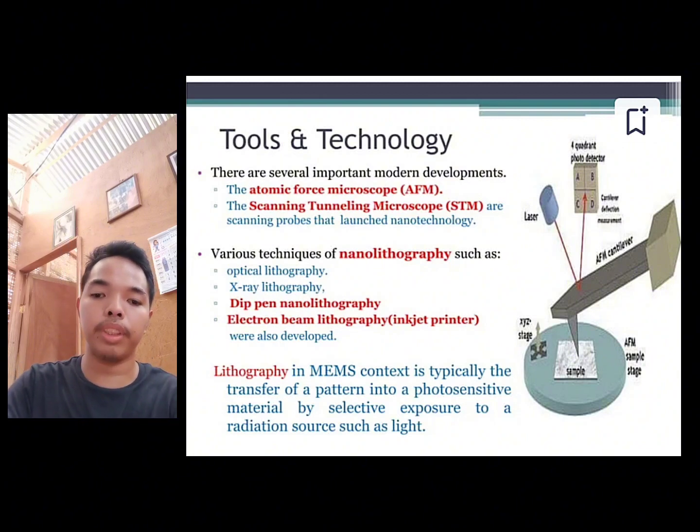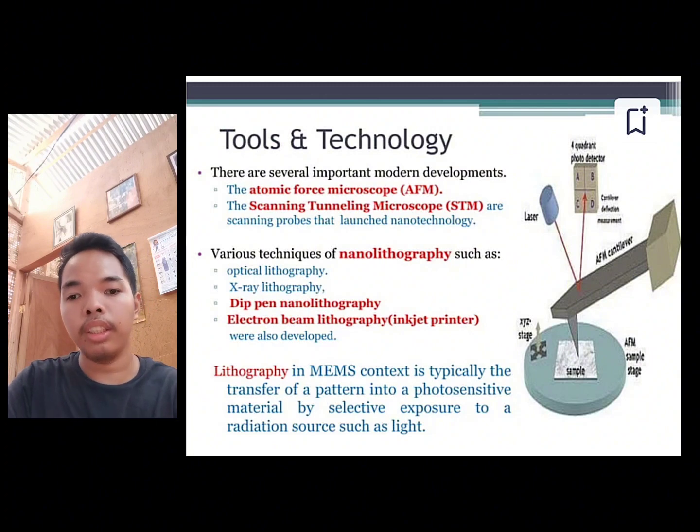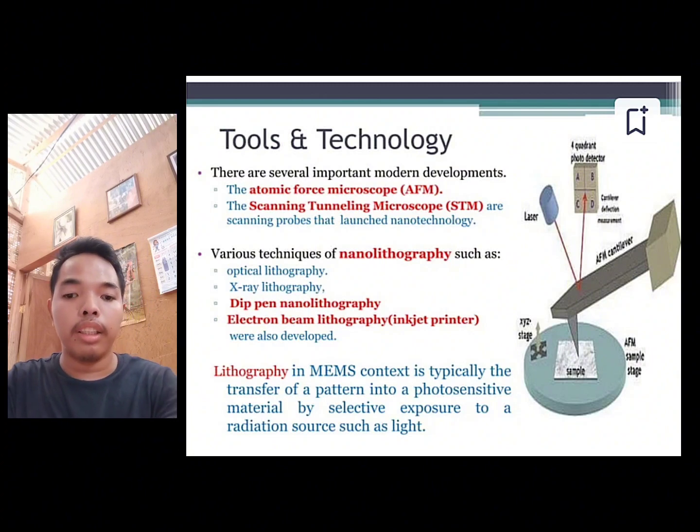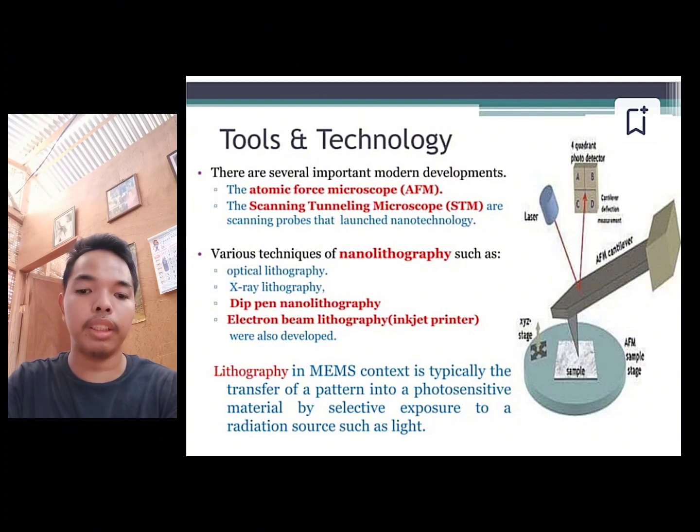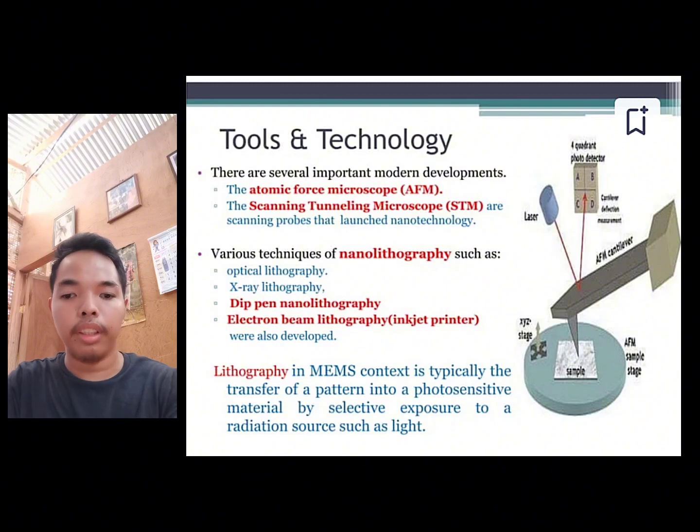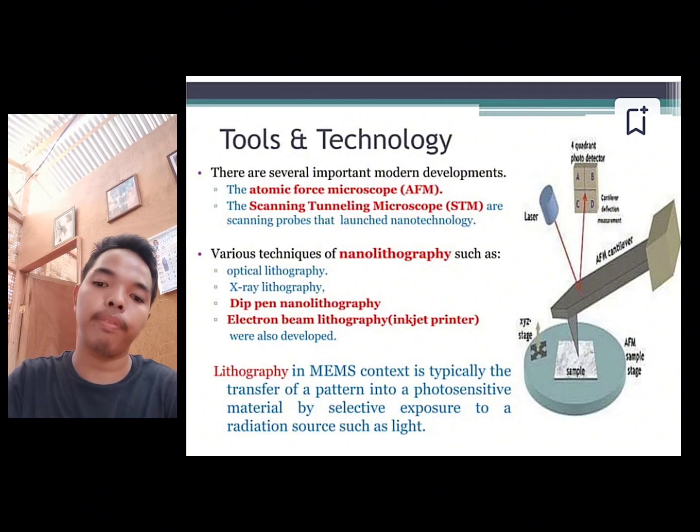Lithography in the MEMS context is typically the transfer of a pattern into photosensitive materials by selective exposure to a radiation source such as light.